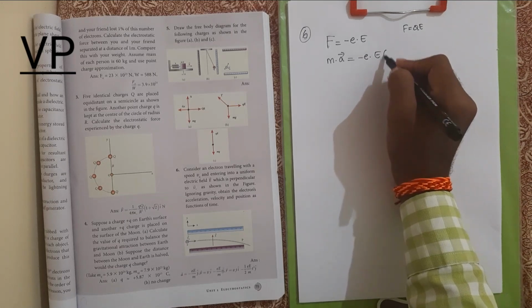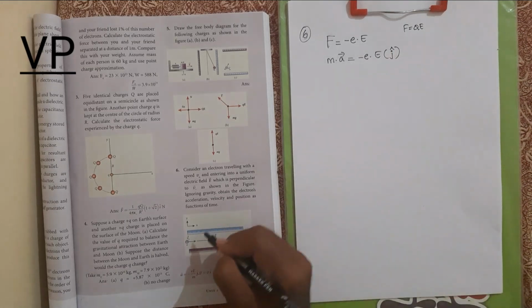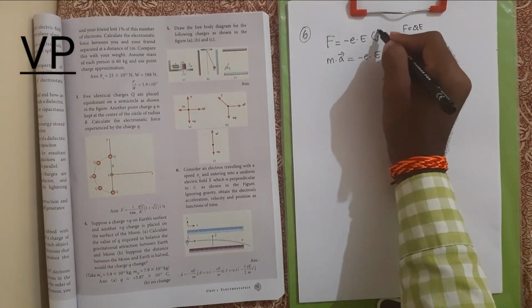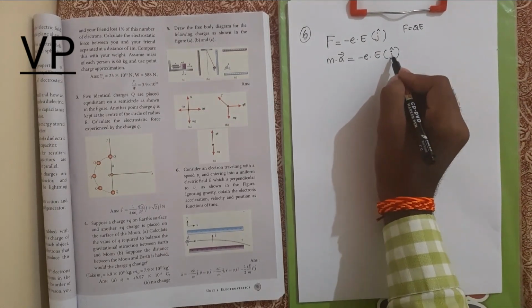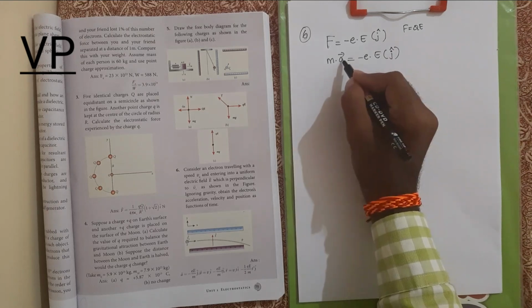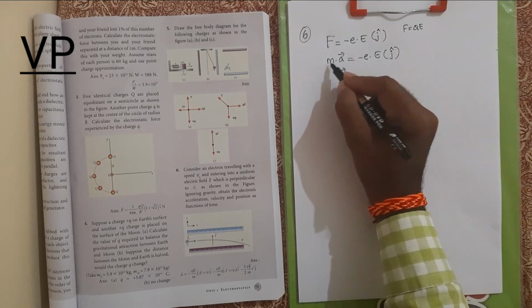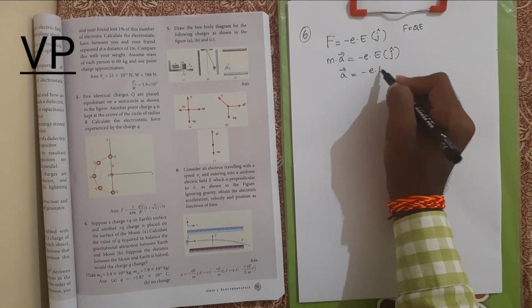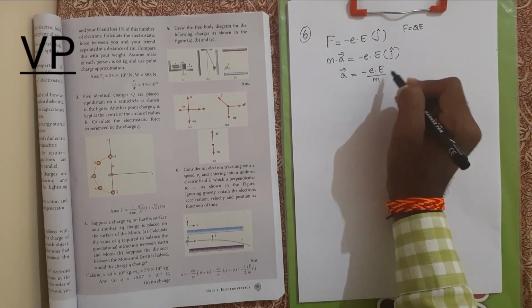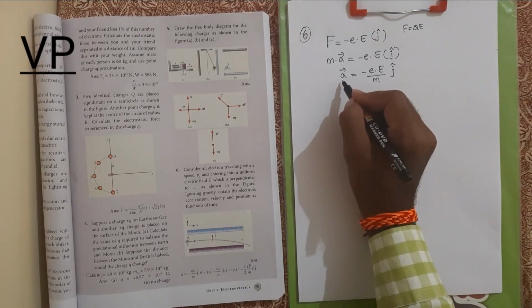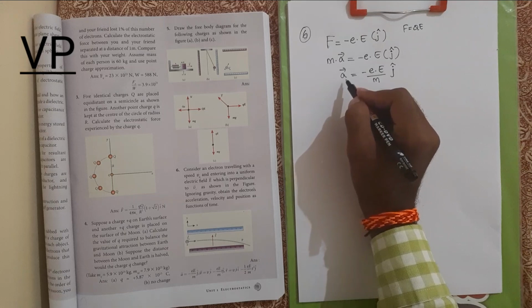The electric field is along the j cap direction. See, it's along the j cap direction, so I have written j cap here. I have mentioned the direction, that's all. So to find the acceleration, the vector a is equal to, we'll bring this m here, minus e into capital E divided by m along the j cap direction. So this is the acceleration which they have asked.